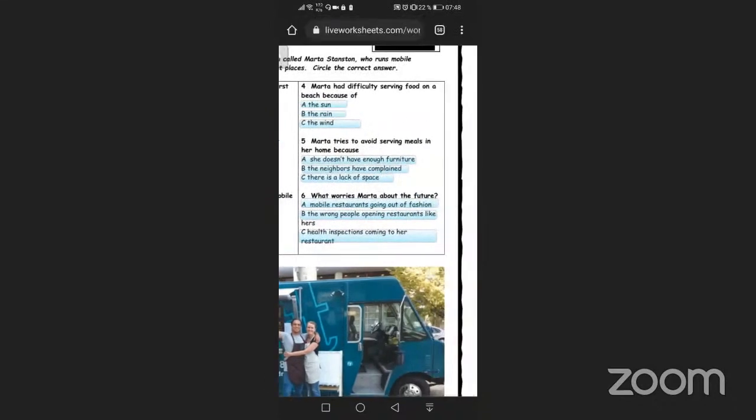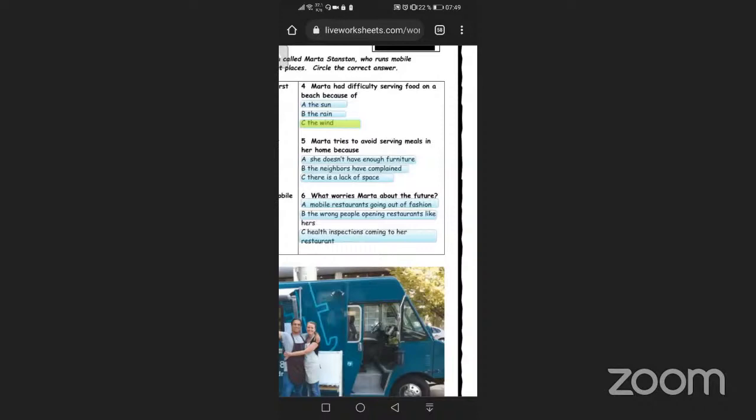Martha had difficulty serving food on a beach because of the sun, the rain, the wind. So what option? The rain. No, that's not correct, because they mention an umbrella. So the sun? No. It said that it was windy. No, it has too much wind. That's fine. No worries. All right.